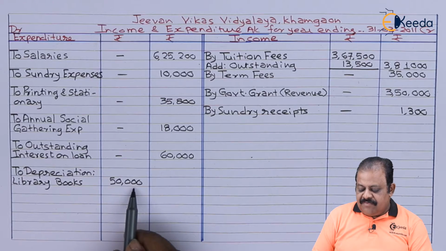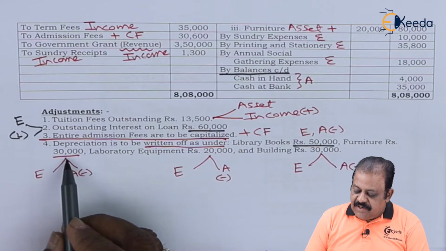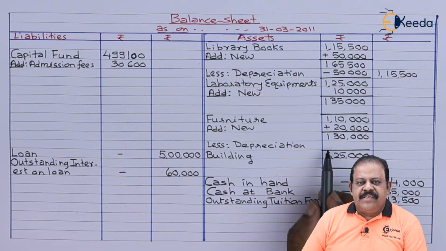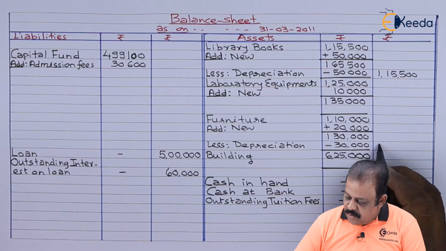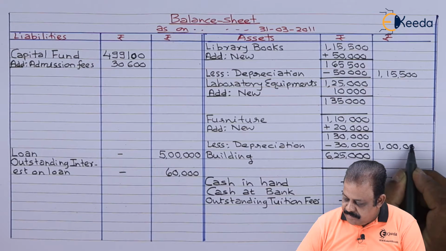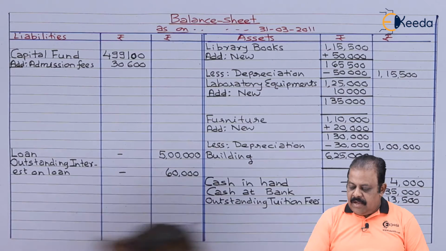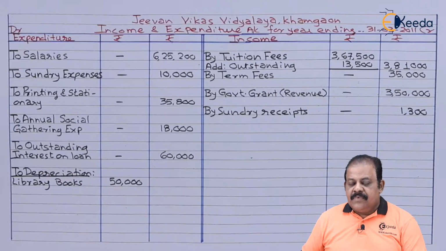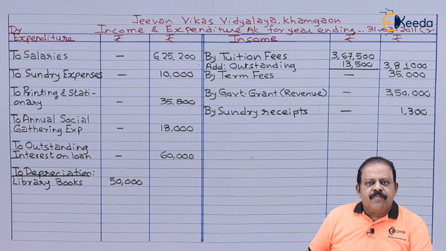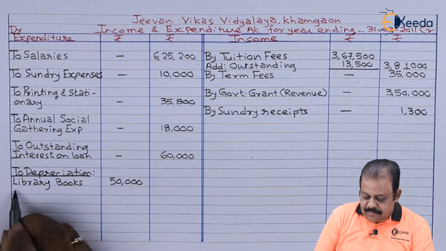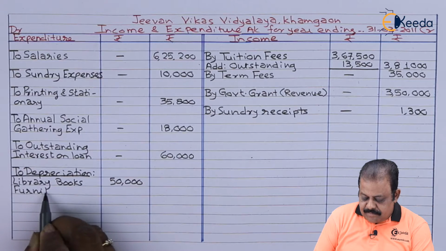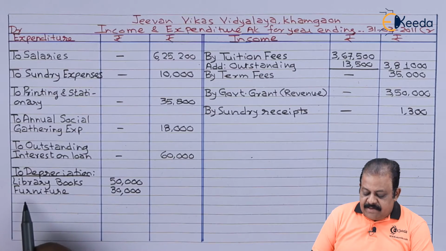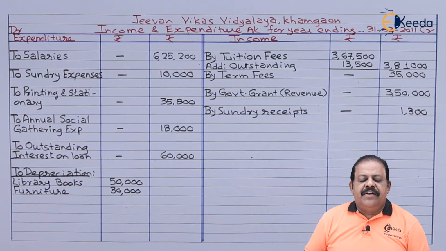Depreciation on library books 50,000. Next we have depreciation on furniture 30,000. This will be deducted here on asset side from depreciation item 30,000. So in the outer column it will be now 1 lakh. After charging depreciation, net value of furniture will be 1 lakh. Second effect of depreciation, expenditure. Expenditure side, depreciation on furniture 30,000.